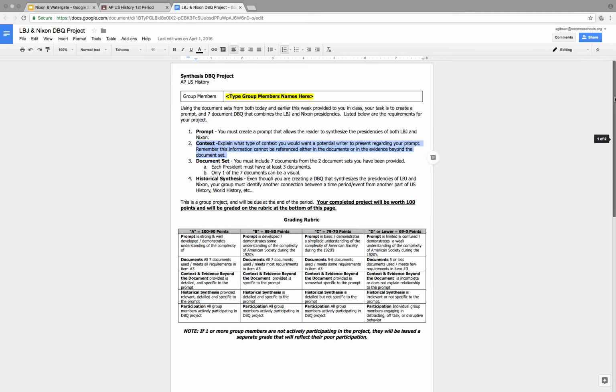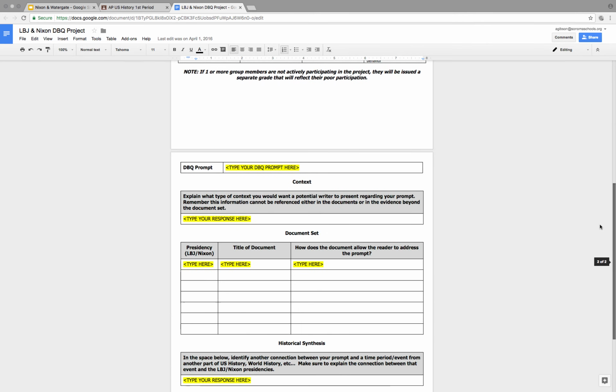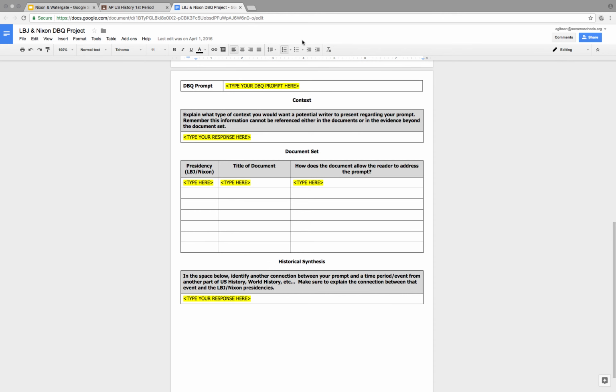Now, where exactly are you going to do that? There's the rubric right there, but where you're creating it is right here on the 2nd page. Here is where you type your prompt. Here is where you're going to talk about what context you want your reader to provide that's beyond the document. Also here, please let me know what document you're picking. If it's an LBJ or a Nixon document, please put the title of the document here. Then explain briefly, how does this document help the reader address the prompt? Fancy way of saying answer the question.